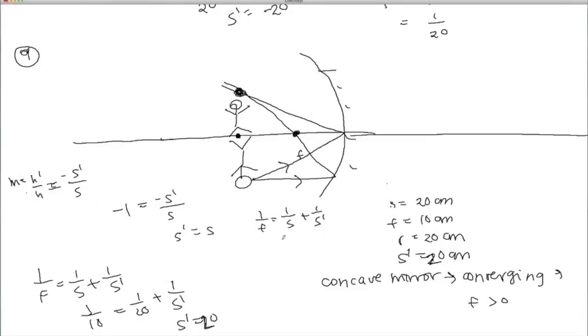Now, when you did this before, you plugged in 20 for s. But remember, we really can't do that on the test because we haven't proven that yet. If these are equal, 1 over f equals 2 over s. And we do know what f is. Then s is 2f. You were given the radius of curvature, it's 2 times 10, so it's 20. And that makes s prime also 20.